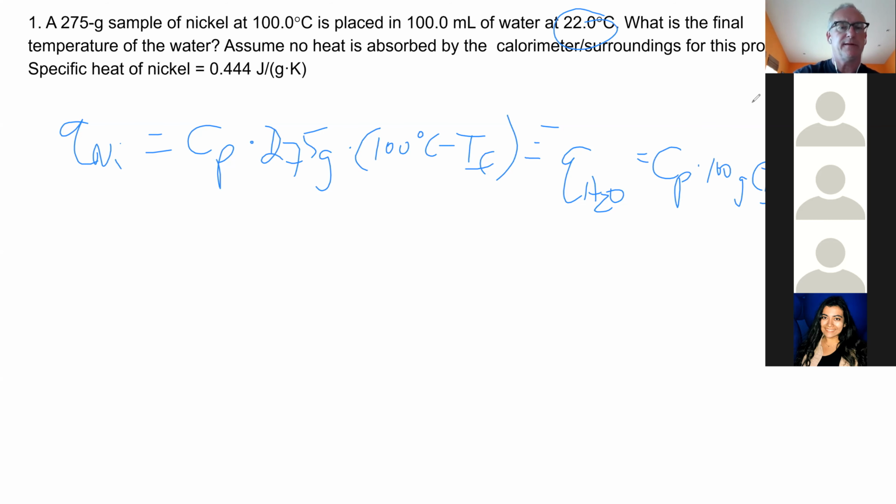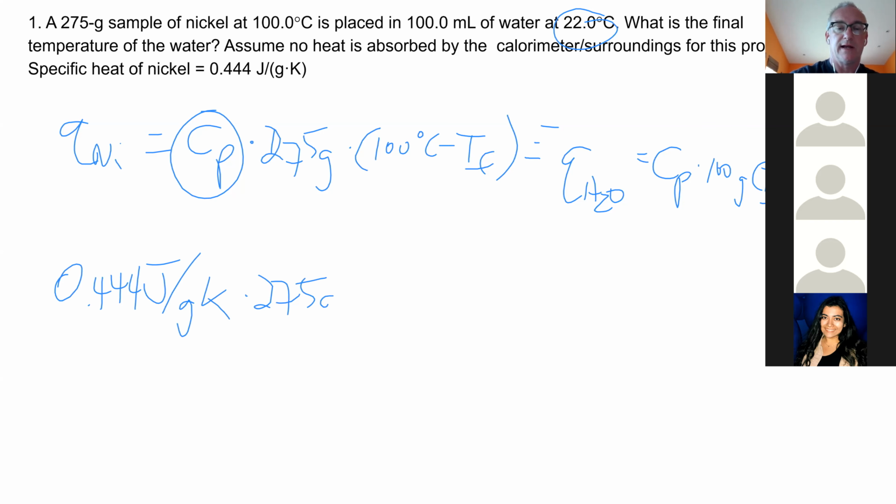So what we're dealing with, our CP, our specific heat of the nickel, is 0.444 joules per gram Kelvin, or degrees C, makes no difference, times 275 grams times 100 C minus TF equals, so minus that is going to equal CP of water. What's the specific heat of water?